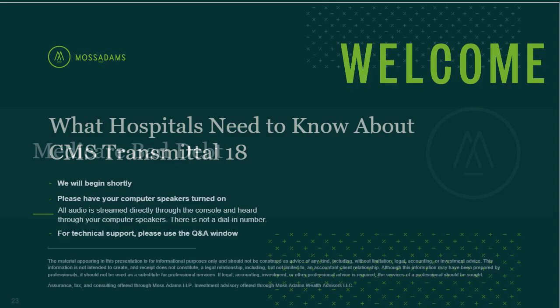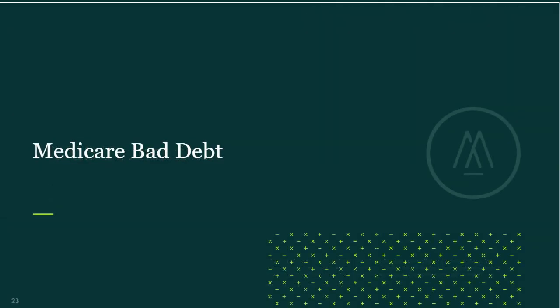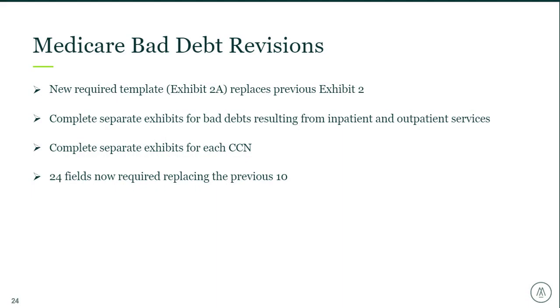So I think we'll get to the last of my sections, which was the Medicare bad debt and the revisions that we saw from Transmittal 18, specifically the new template. The template's been replaced. The Exhibit 2 has now been replaced with the Exhibit 2A template. The current template has been expanded from, I think it had 10 columns. It's now 24 columns of data for each record.